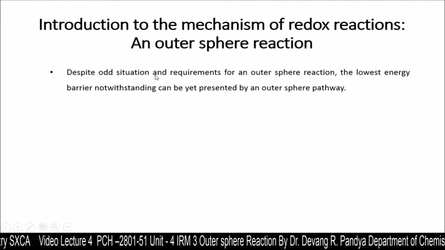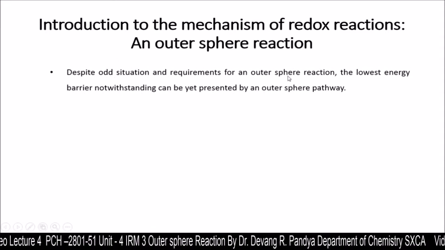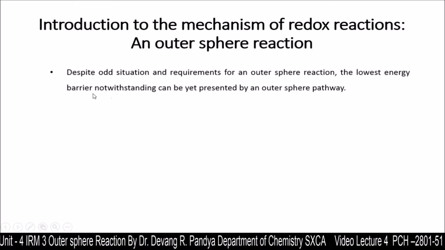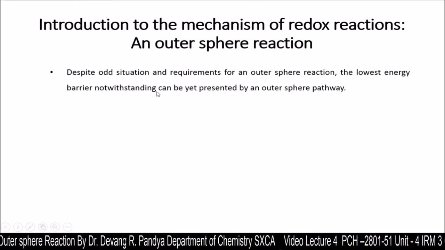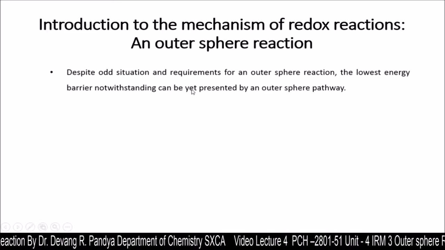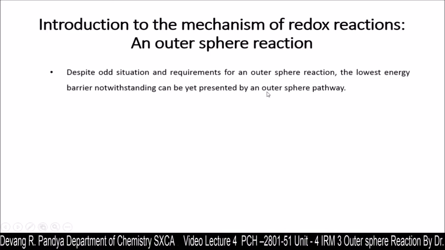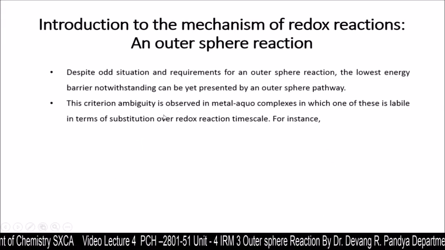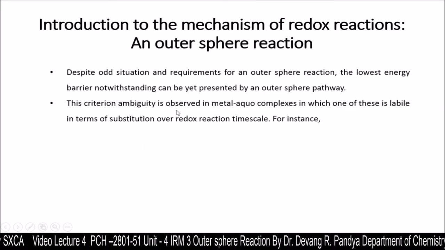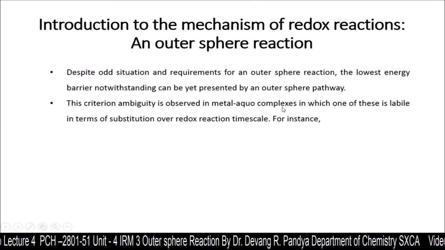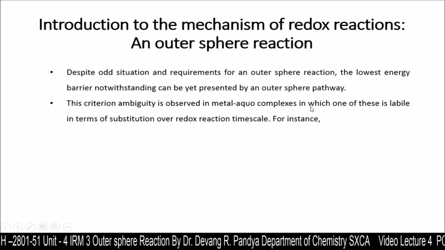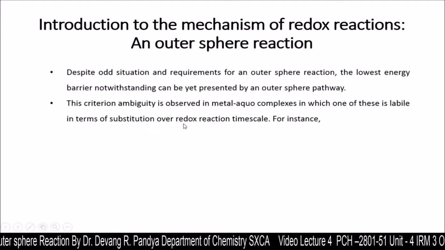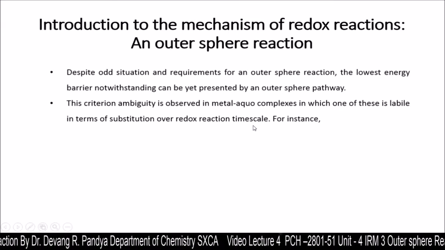Despite the odd situation and requirements for an outer sphere reaction, the lowest energy barrier can nonetheless be presented by an outer sphere pathway. This criterion ambiguity is observed in metal aqua complexes, in which one of these is labile in terms of substitution over the redox reaction time scale.